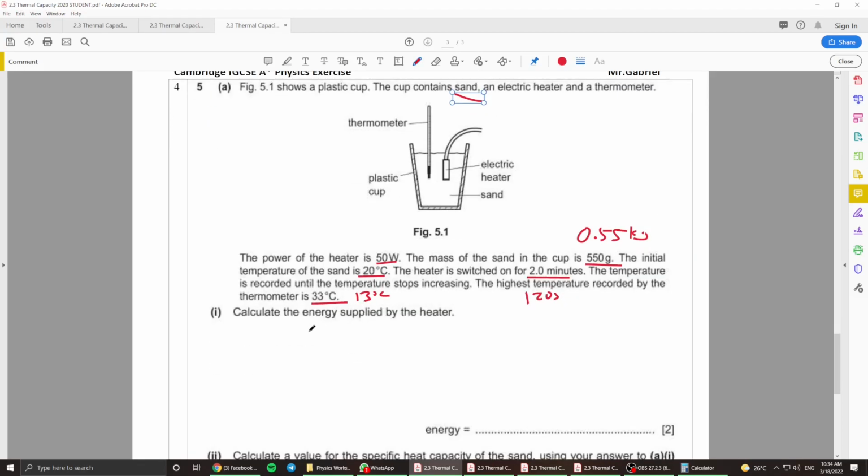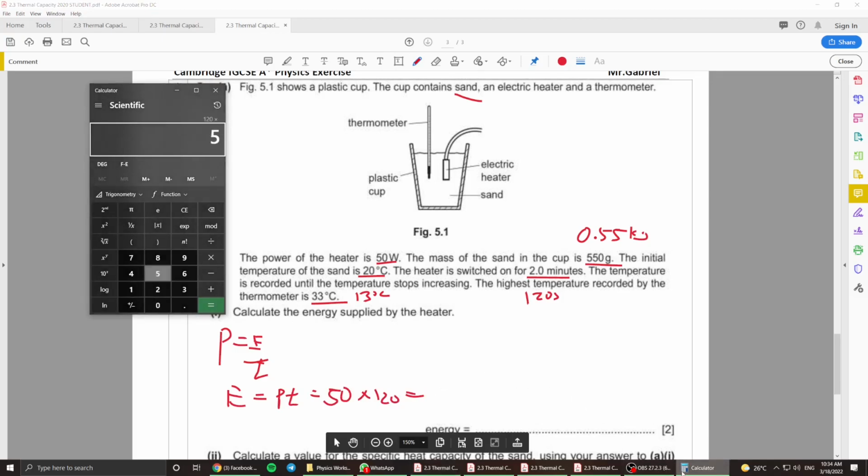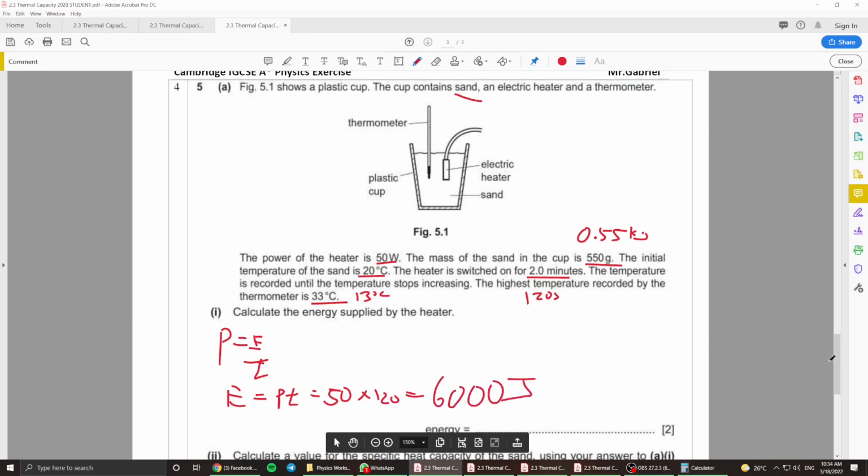Calculate the energy supplied to the heater. Yet again, Q is equals to... oh, actually it's just power times time, right? Power is equals to energy over time. In this case here, energy is just power times time, which is going to be 50 multiplied by 120, which is going to be 6,000, right? 120 times 50. Yeah, it's going to be 6,000 joules, guys.